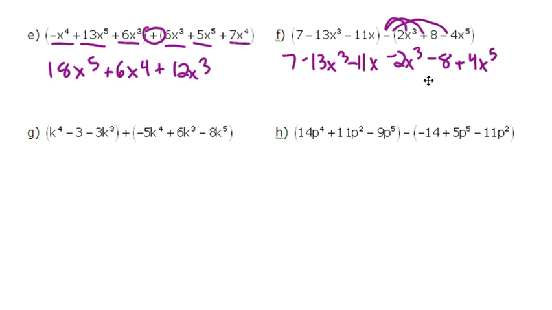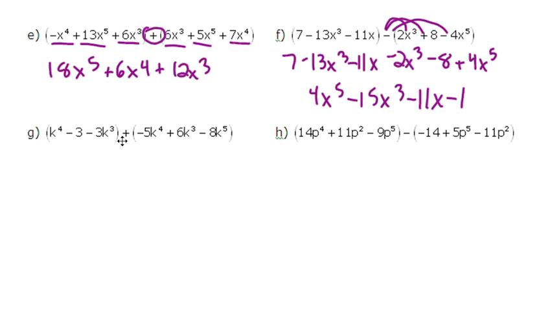Now I combine. 4x to the fifth is the only one. Then the 3 is the next highest. Negative 13 and negative 2 make negative 15. Then the next are my regular x's, so I have minus 11x. There's nothing else to combine. And then I have 7 and negative 8, which makes negative 1.